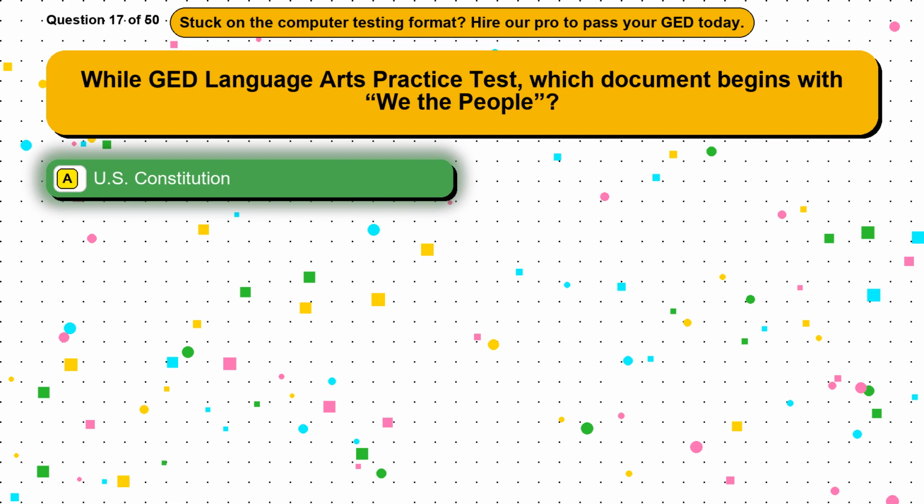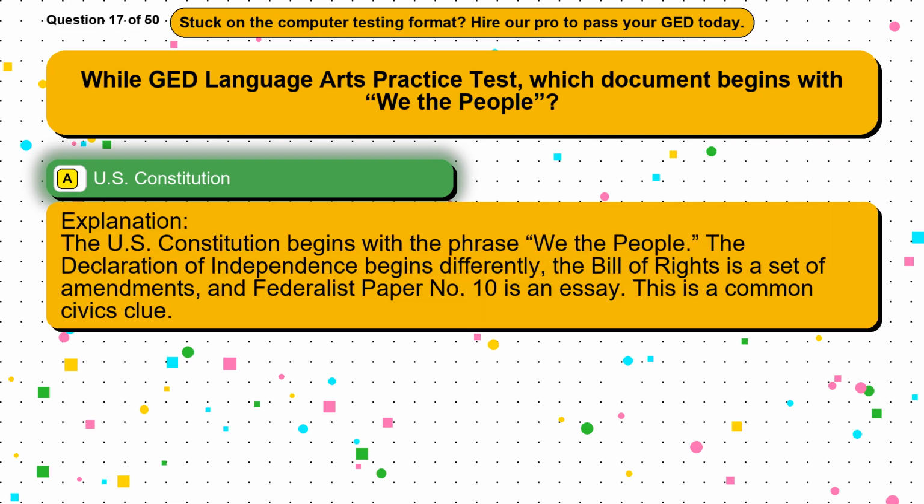U.S. Constitution. The U.S. Constitution begins with the phrase "We the People." The Declaration of Independence begins differently, the Bill of Rights is a set of amendments, and Federalist Paper number 10 is an essay. This is a common civics clue.